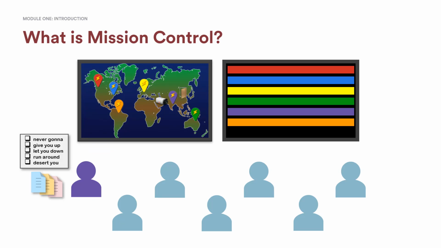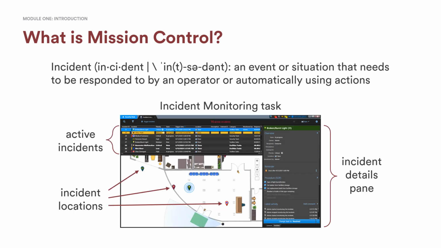All the relevant incidents for a group of operators are displayed within one task where all the incident management can be done, as well as a lot of other security tasks through the Security Center maps. We've been mentioning incidents a lot, so what are they exactly? An incident is an event or situation that's happening on site that needs to be responded to by an operator or automatically responded to using Mission Control and Security Center actions.